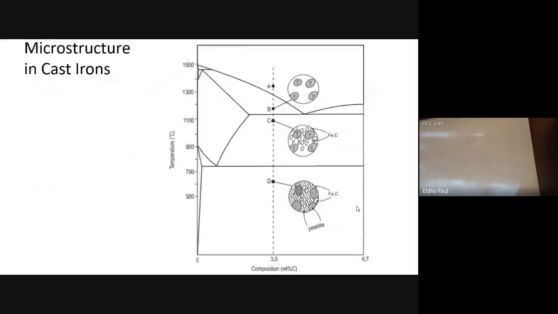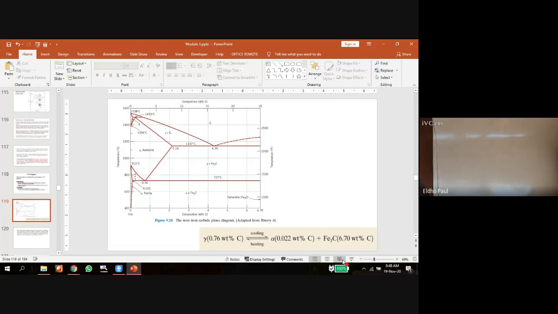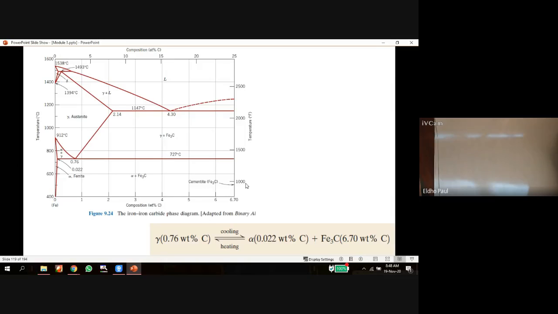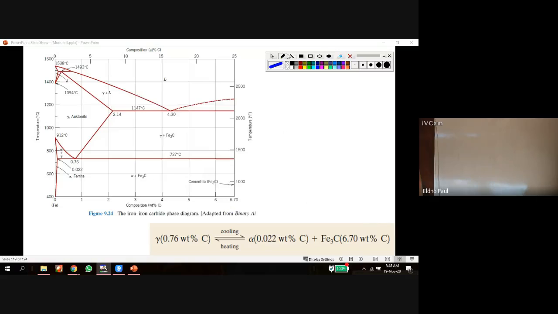So we have one more microstructure study, that is for cast iron. For cast iron, we know this is the iron carbon equilibrium diagram. In this iron carbon equilibrium diagram, the cast iron region is in between 2.14 and 4.30. So this is commonly what we consider as the cast iron region.